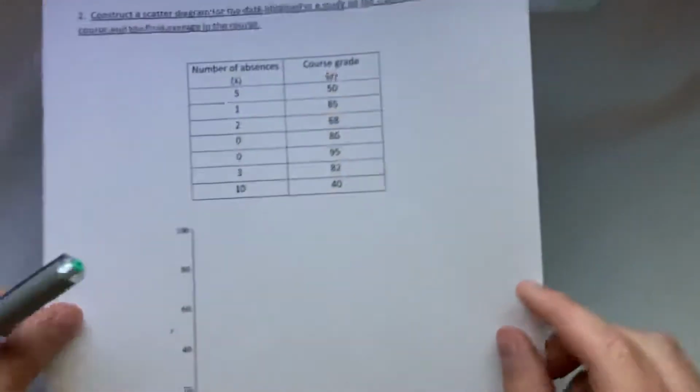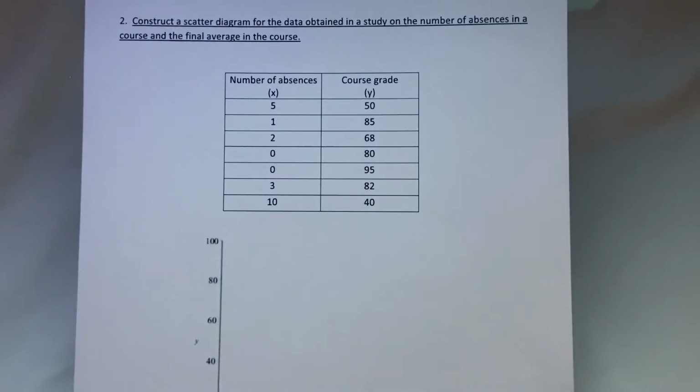What about constructing a scatter diagram for the data obtained in a study on the number of absences in a course and the final average in the course? What do you think? If absences go up, what do you think is going to happen to your course grade? You probably have an idea, but let's plot the points and see if the data suggests otherwise or confirms your suspicions.